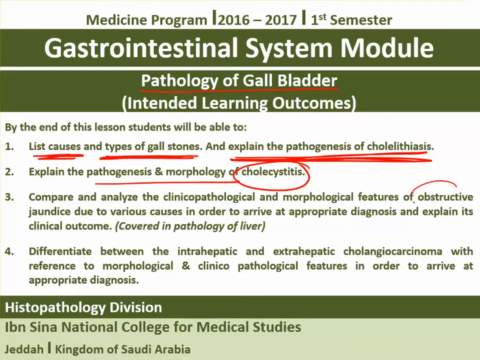Obstructive jaundice and cholestasis we discussed already in the pathology of the liver. Here you will be able to differentiate between intrahepatic and extrahepatic cholangiocarcinoma. It is very important to differentiate them. This is a cancer coming from the bile ducts. The bile ducts are located inside the liver as well as outside the liver, so the cancer can arise inside or outside the liver. It is called intrahepatic cholangiocarcinoma if it arises inside the liver, and extrahepatic cholangiocarcinoma if it arises outside the liver.